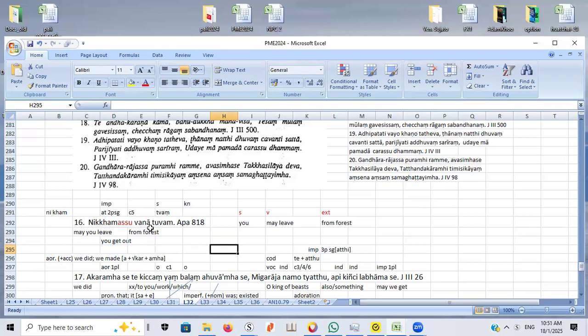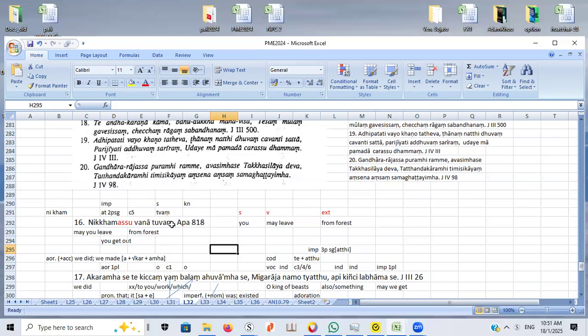So here is the word vana. Vana can be a neuter noun, and it can be plural, nominative plural, but here it means "get out from the forest." If you put "get out from the forest," it's not a problem, because we don't know who the conversation is between. Is it between a king and a servant? Then you say "get out from the forest," no problem.